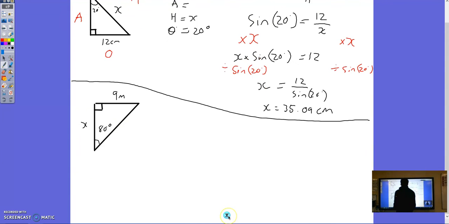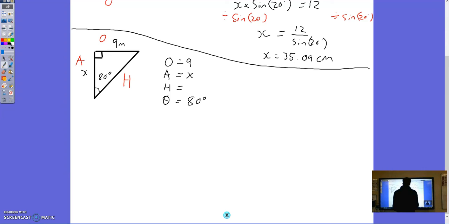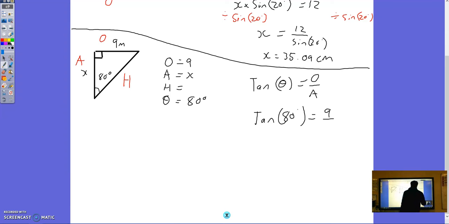Now, looking at our second example, I'm going to label. We have opposite, adjacent, hypotenuse. Provided to us, we have an opposite of 9, an adjacent of x, a hypotenuse is not provided, and a theta of 80 degrees. The function that we're going to end up using is tan of theta is equal to opposite over adjacent, or tan of 80 degrees is equal to our opposite of 9 over our adjacent of x.